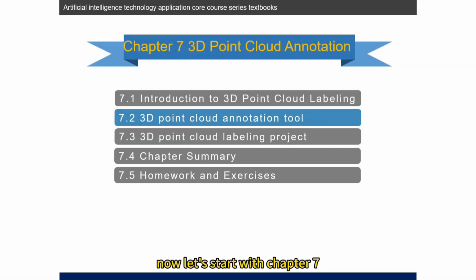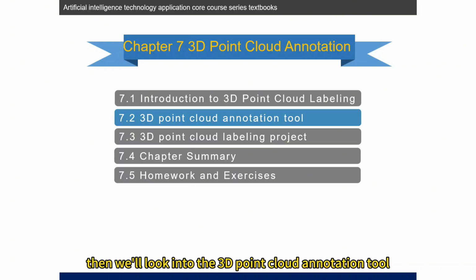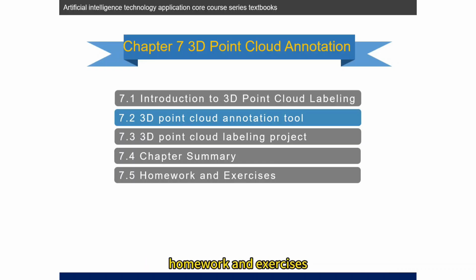Now let's start with Chapter 7, which focuses on 3D point cloud annotation. First, we'll have an introduction to 3D point cloud labeling. This is part of the Artificial Intelligence Technology Application Core Course Series textbooks. Then, we'll look into the 3D point cloud annotation tool, followed by a 3D point cloud labeling project. After that, there will be a chapter summary, and finally, homework and exercises.